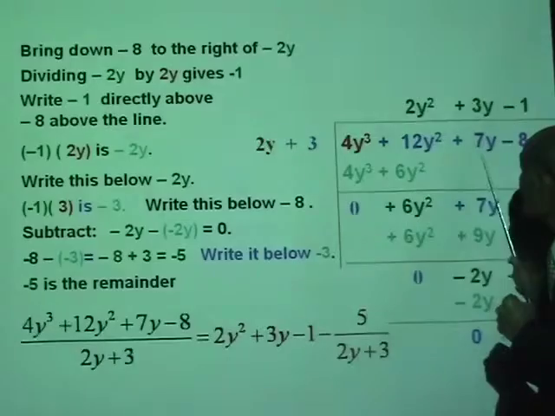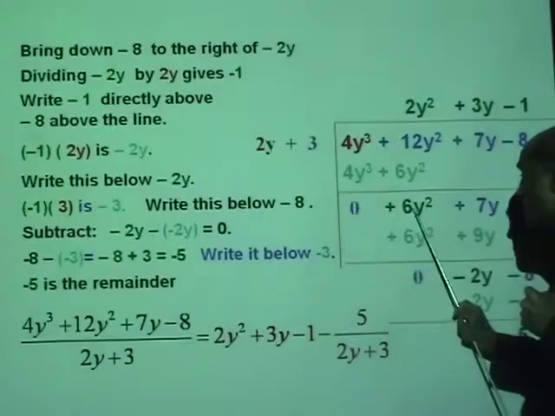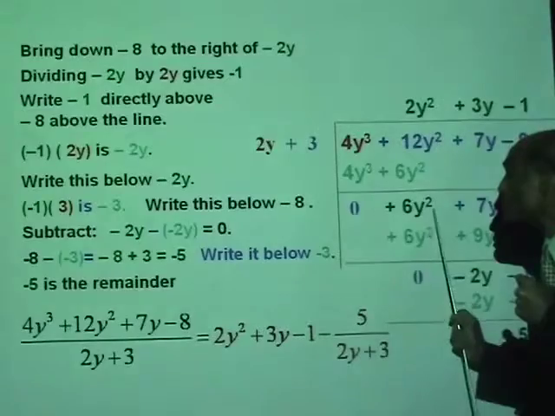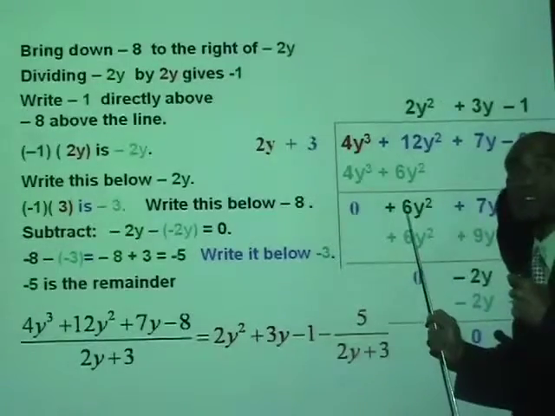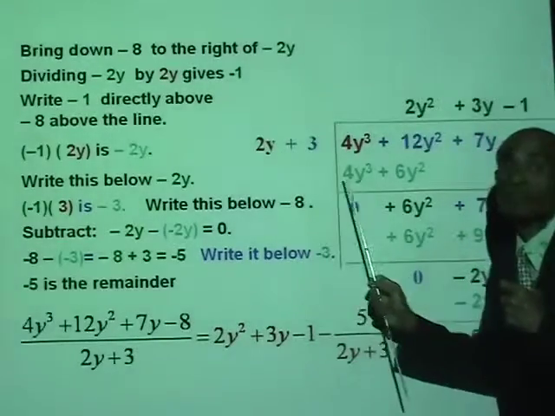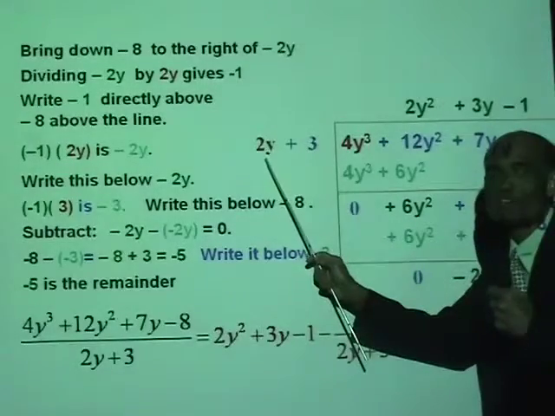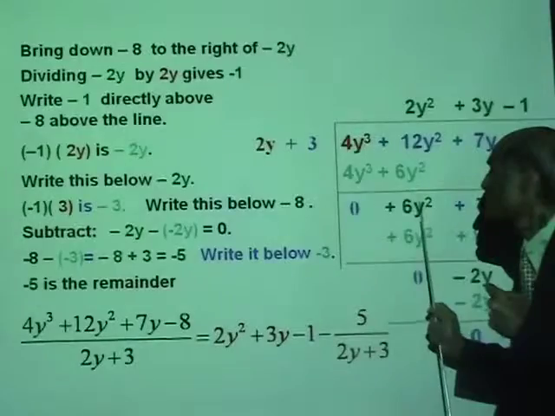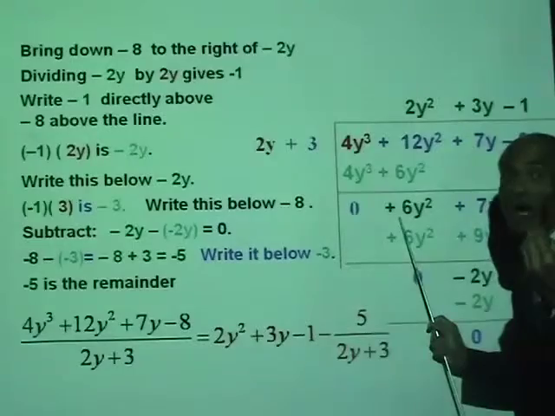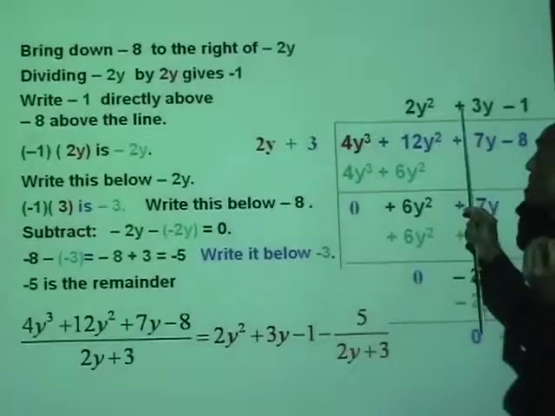Now bring down the 7y from the top. We have now plus 6y squared plus 7y. The first term is 6y squared. Divide that by the first term of the divisor, that is 2y. What is 6y squared divided by 2y? Do that in your mind. 6y squared divided by 2y will be positive 3y. Write that to the right above the horizontal line. Positive 3y.